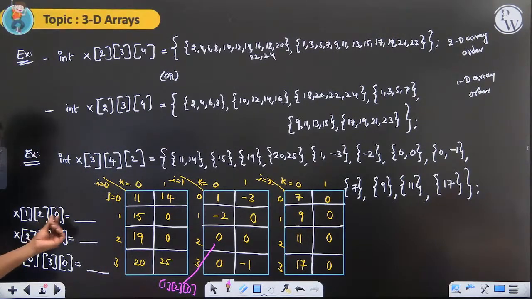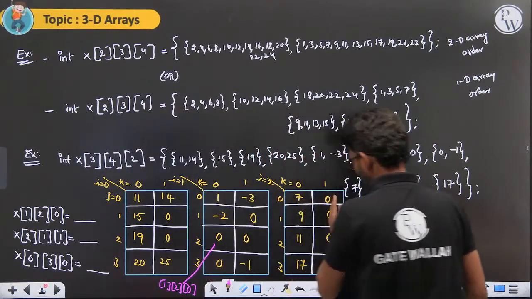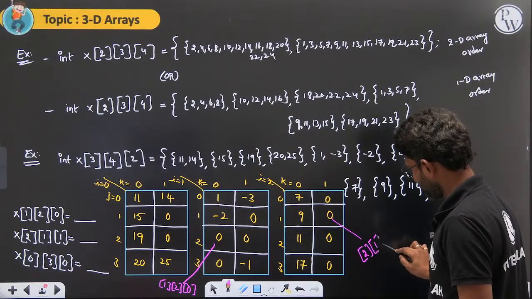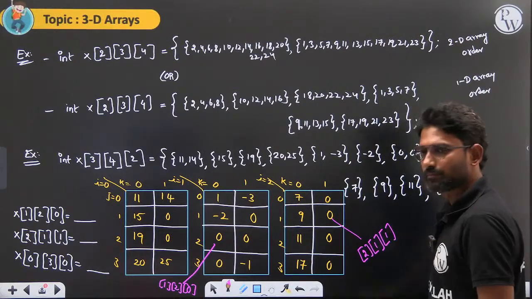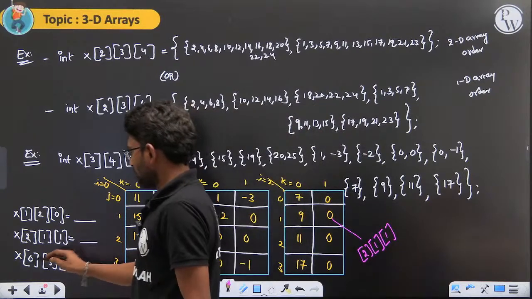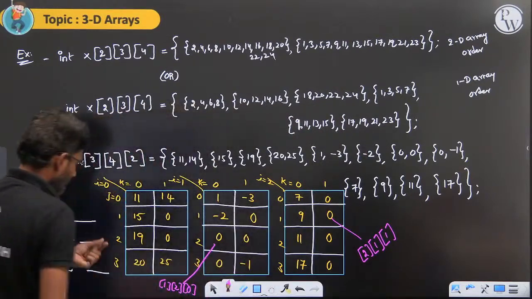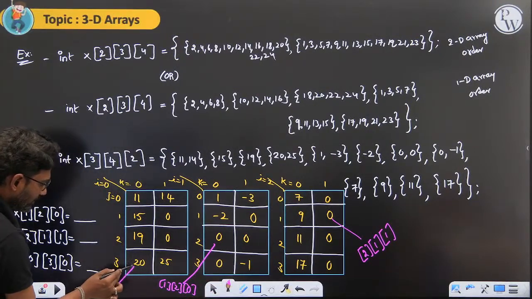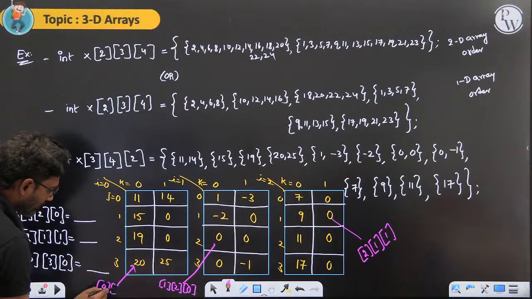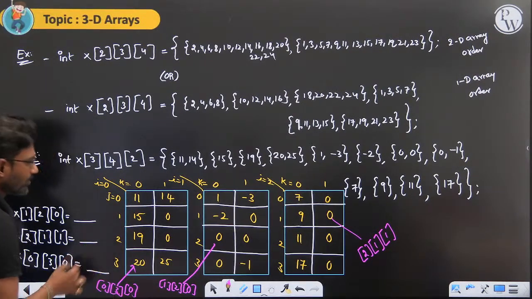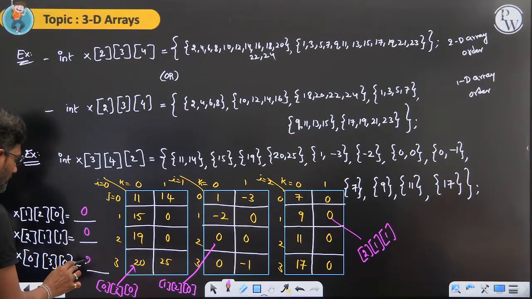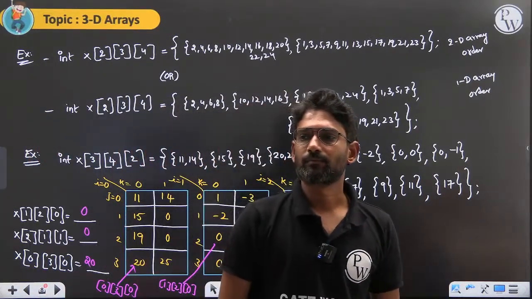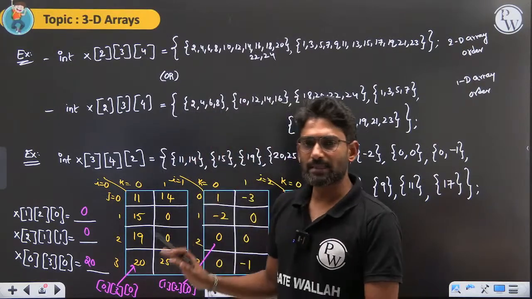Now 2, 1, 1. Then 0, 3, 0. So the values are 0, 0, 20. Hope it is clear for everyone.